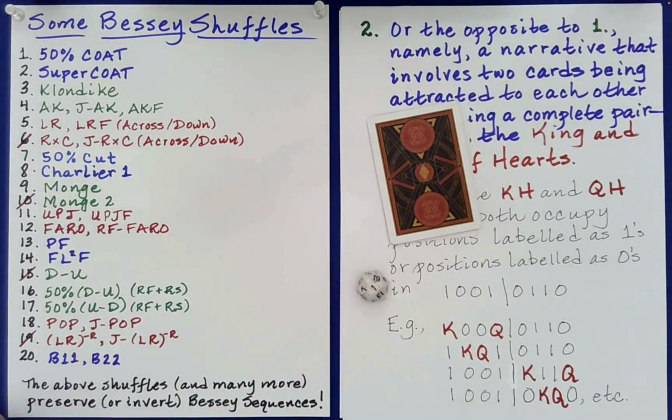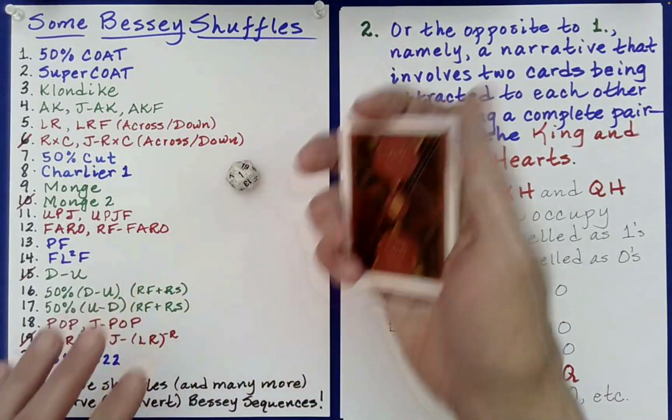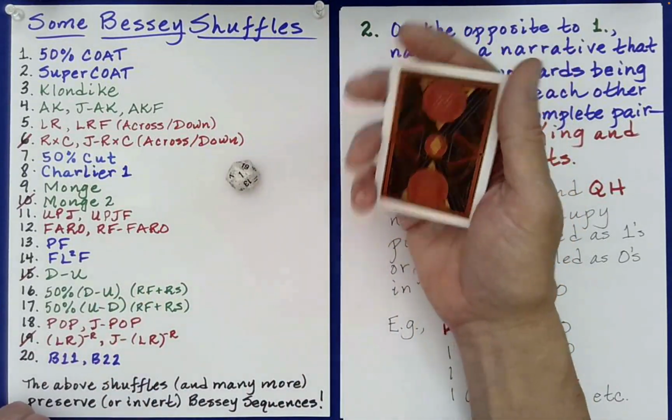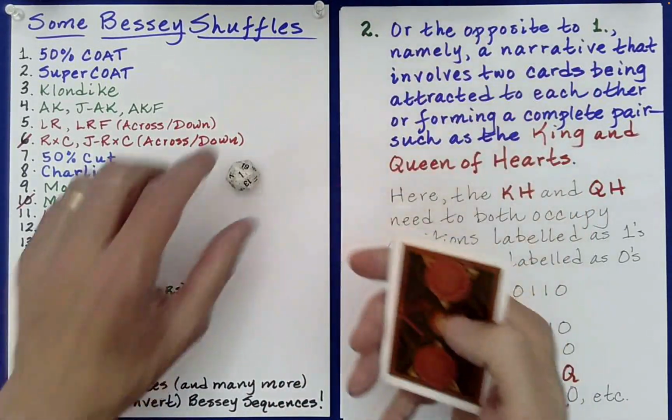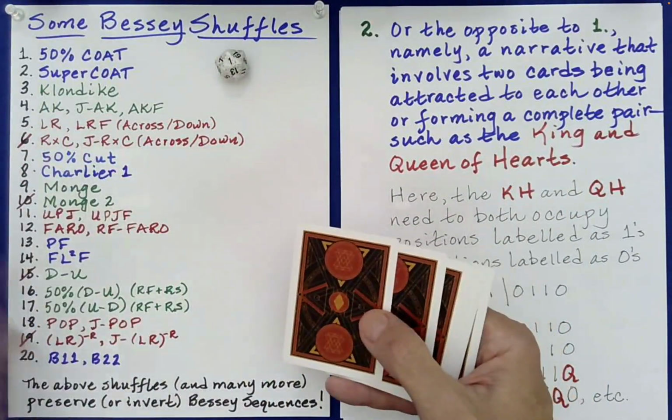Okay, so here we go. 1. Okay, a 50% coating. There it is. So what's a 50% coating? Well, COAT stands for count out and transfer. So what you do here is you just count out half the cards, which is 4 in the case of 8.